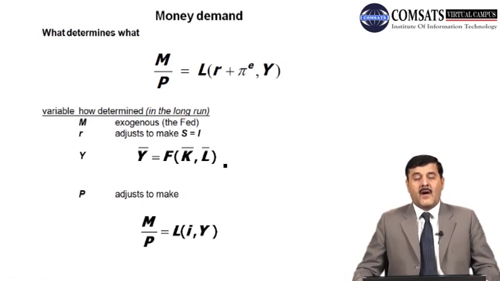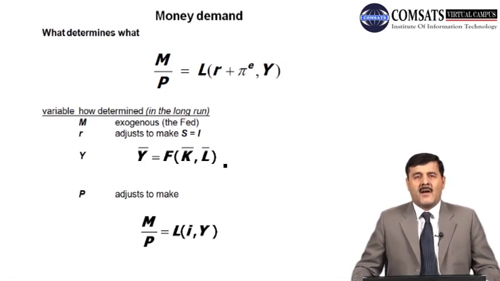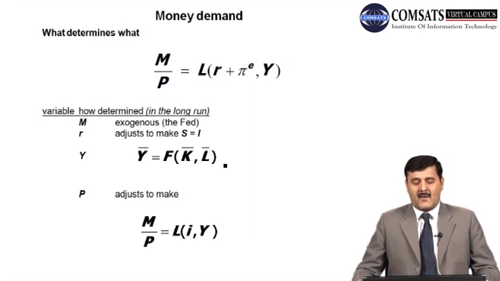Now, what determines what? We'll continue with the demand for money function. As we know, there are some variables which are given, which are exogenous, and there are some variables which are determined within the model. We have the demand for money equation, which is equal to L of r plus pi E comma Y, right? So how are the variables determined in the long run? We know that M, the money supply, is exogenous, given in the long run, right? Similarly, the real interest rate is also given in the long run. It is determined where saving is equal to investment, right?